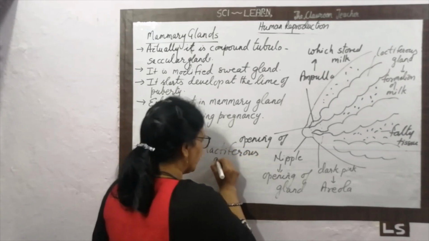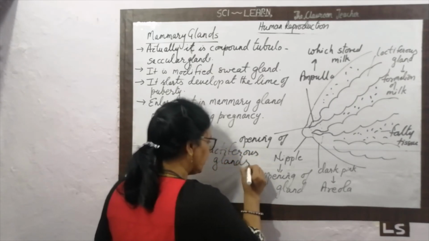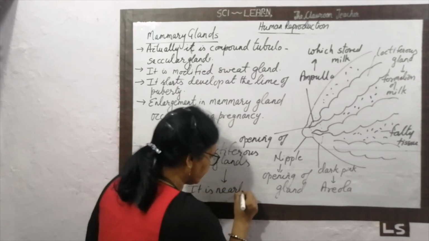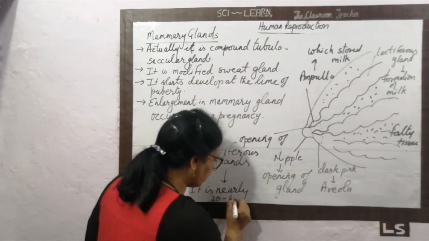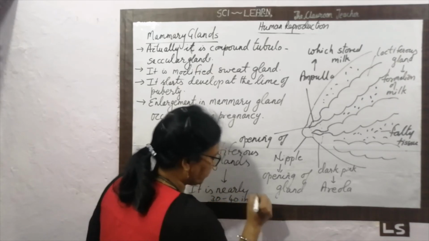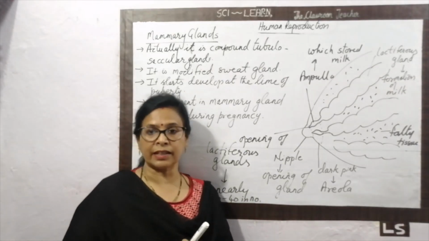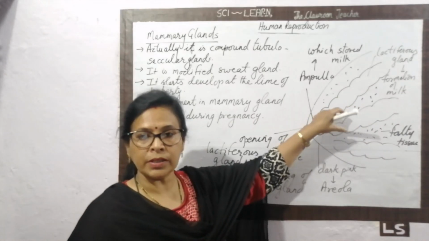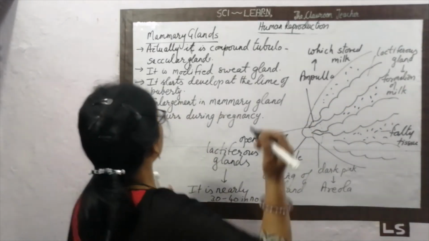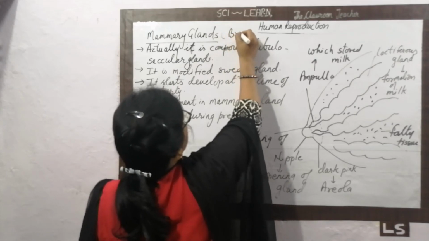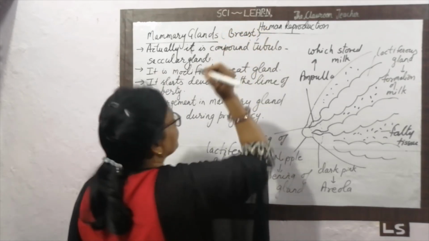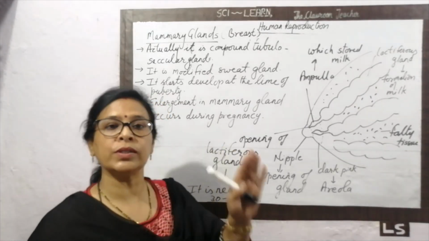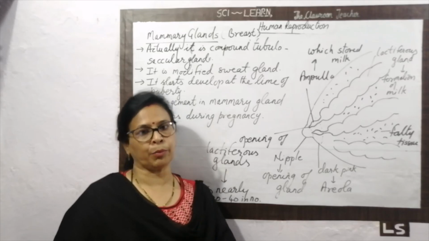Near the nipple, about 30 to 40 openings of the lactiferous glands are present. It means 30 to 40 lactiferous gland groups are formed inside the mammary gland, and they open in the nipple. In common language, the mammary gland is also called the breast. So this is the gland which is associated with the female reproductive system.